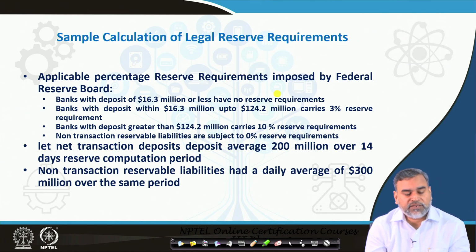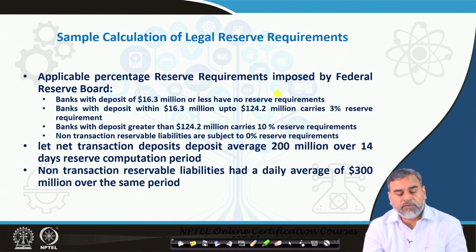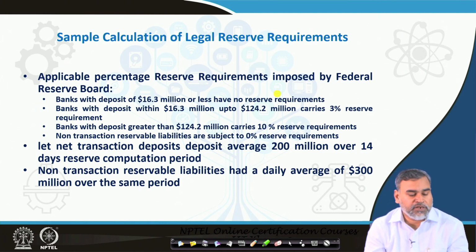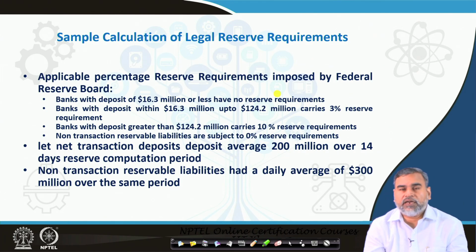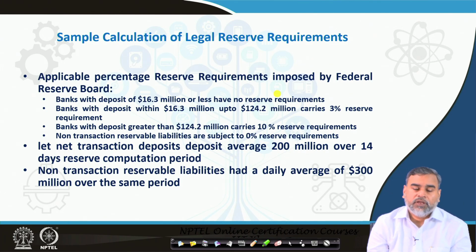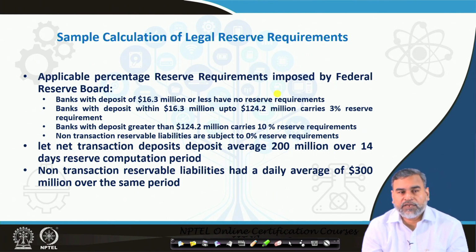The net transactions deposit average is 200 million over the 14-day reserve computation period. If you assume that, then the non-transaction reservable liabilities had a daily average of $300 million over the same period. This is the data which is given to you. Then our objective is to calculate how much legal reserve the bank should hold.